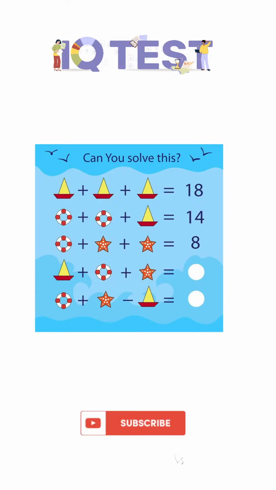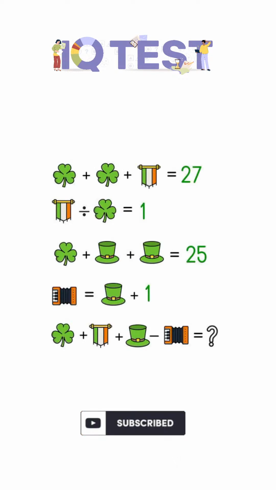And then the last one, we have 4 plus the star, which is 2, then minus 6. So obviously that will give us 0. Correct. You are correct. Awesome. Now let's move on to the next question. So this is the next question that we have.